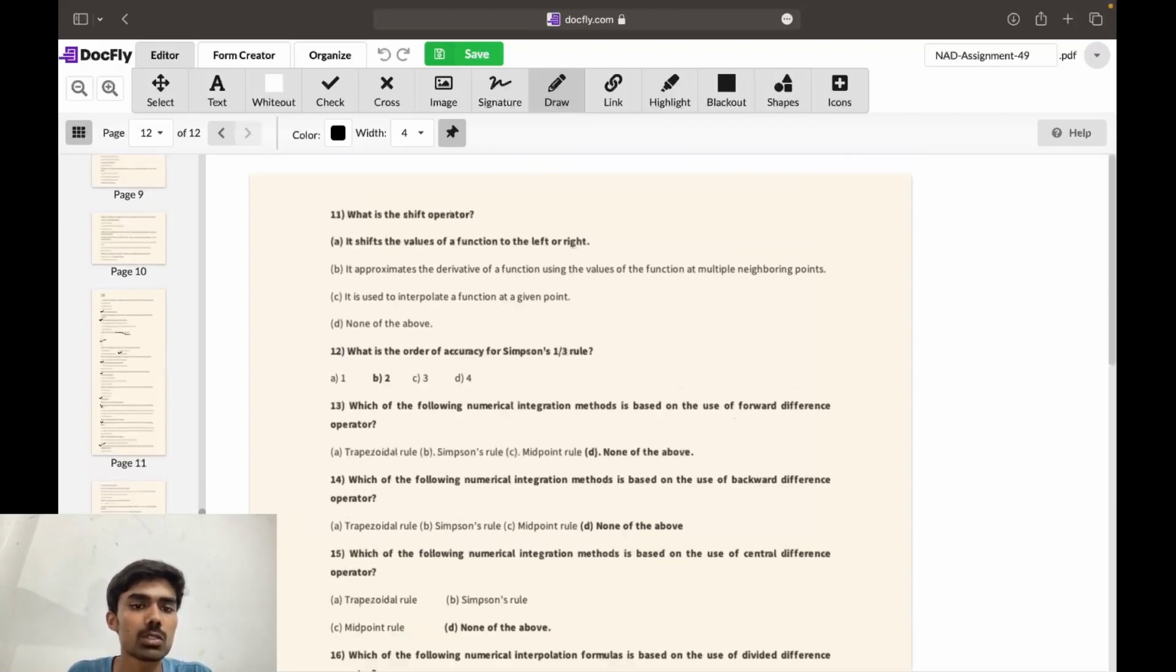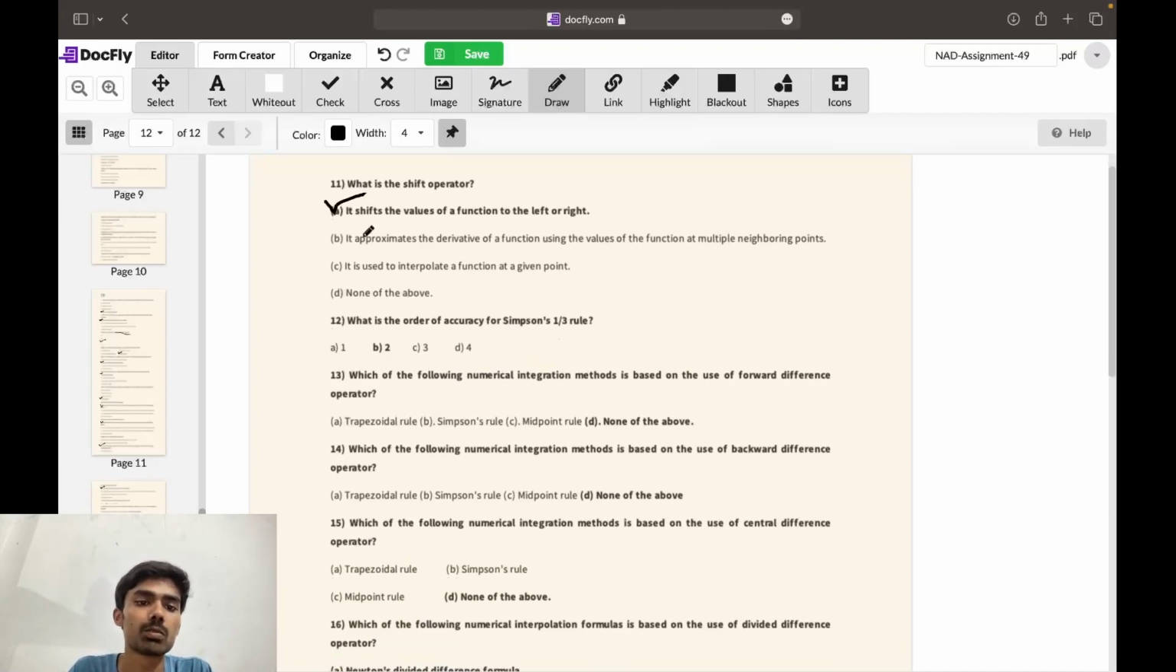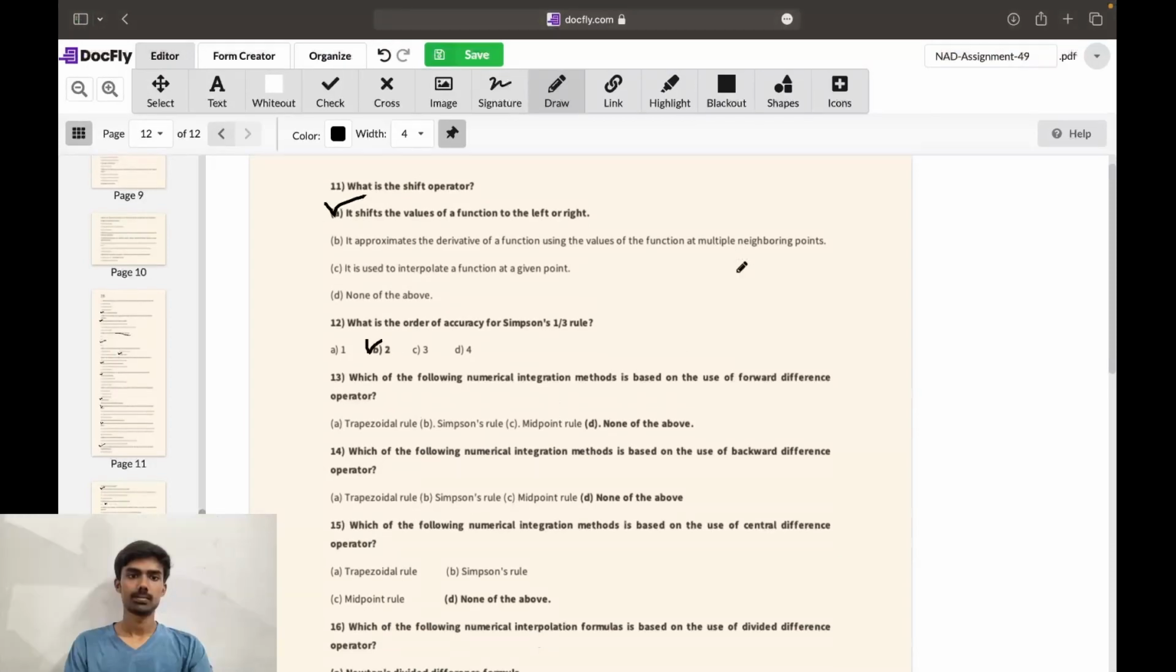Moving on to the next question, which is: what is the shift operator? As the name suggests, it just shifts the value of a function to the right or left. So here option A is the right answer. For question number 12, we have: what is the order of accuracy for Simpson's 1/3 rule? To achieve Simpson's 1/3 rule, we put n equal to 2 in the Newton-Cotes formula, so its accuracy order is 2. So option B here is the right answer.